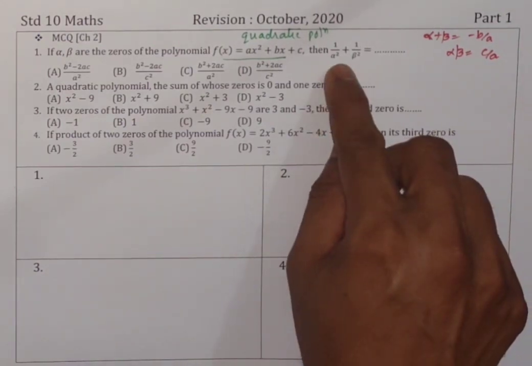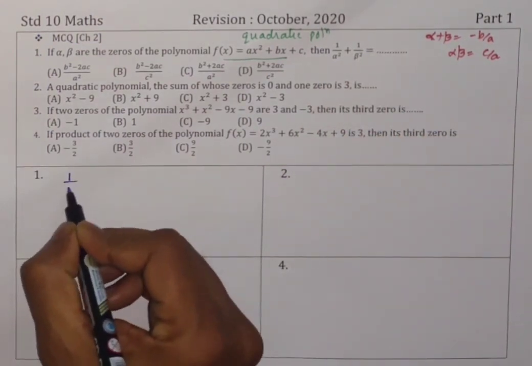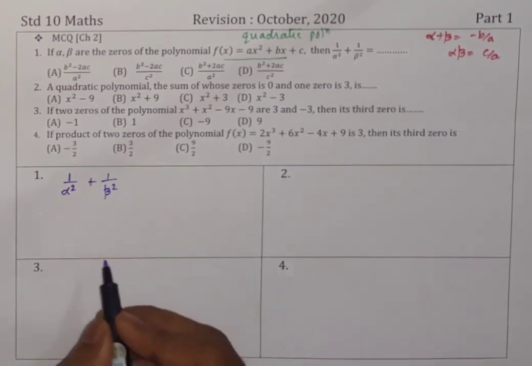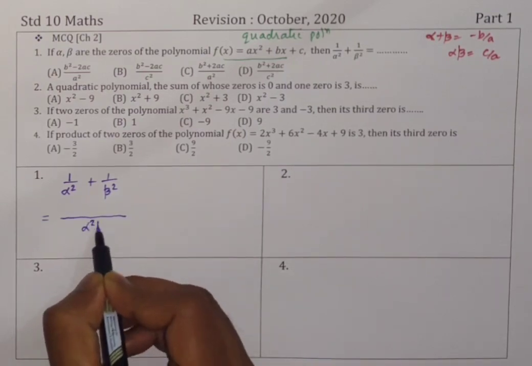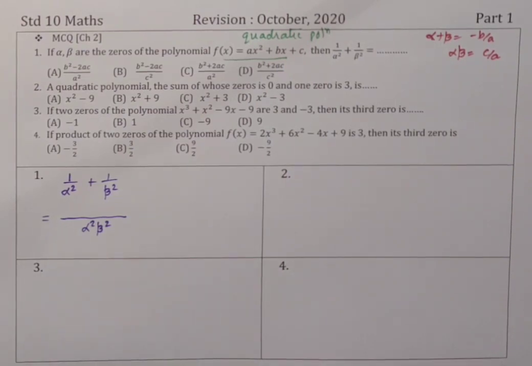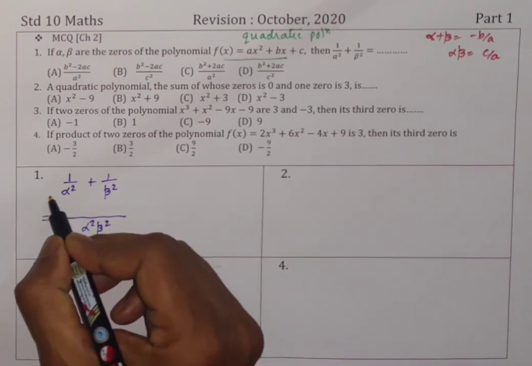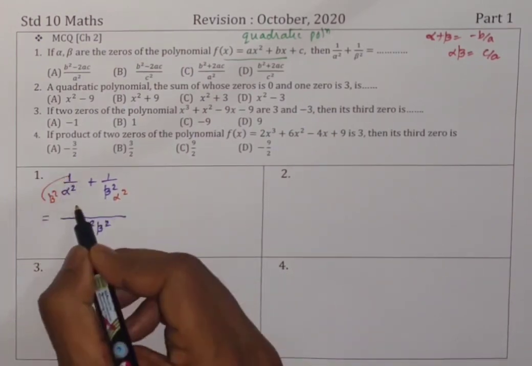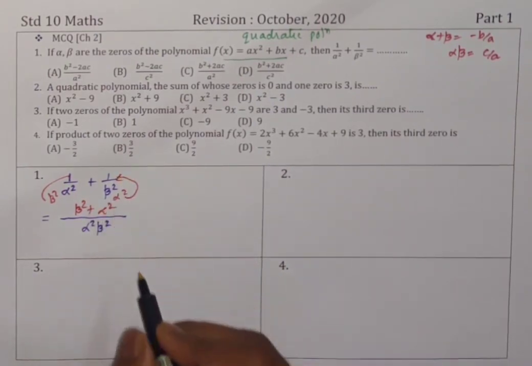1 upon alpha square plus 1 upon beta square. You need to do a little bit of simplification. That can be simplified. Go for LCM. So alpha square into beta square. That is the LCM. Now beta square here and alpha square here. Beta square into 1 is beta square. Alpha square into 1 is alpha square.